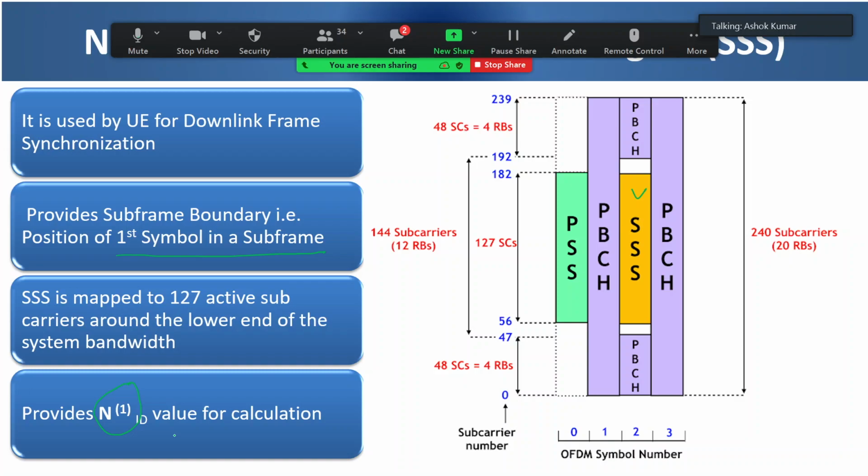Yeah, right, you are right. The difference is in these two. In SSS you are getting the position of the first symbol in a subframe, whereas in PSS you are getting the first symbol in a frame. And there you are getting N2, here we are getting the N1 value.